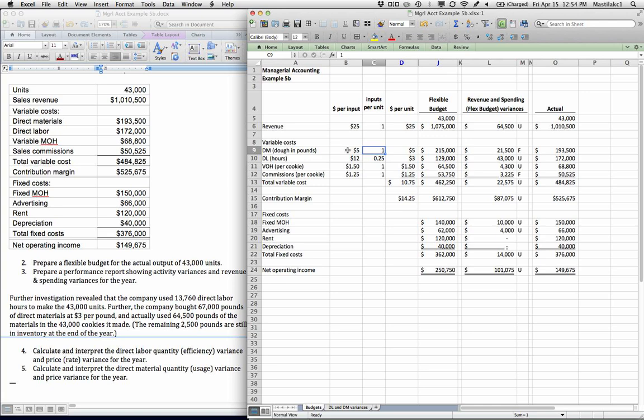So for those reasons, we're going to separate the price and the quantity variance and keep those separated from each other. And that's what our next video will do.